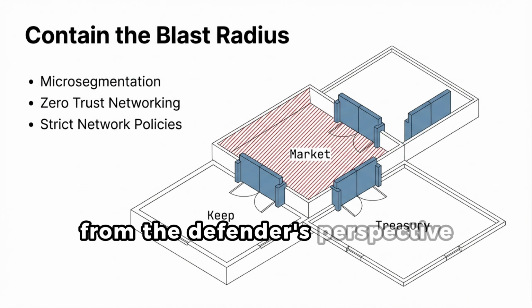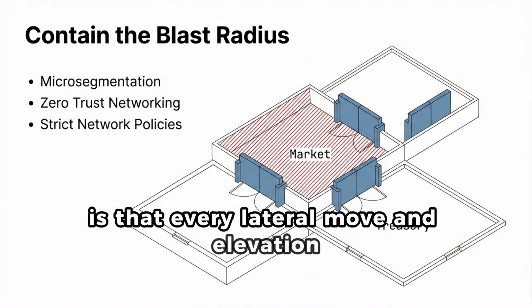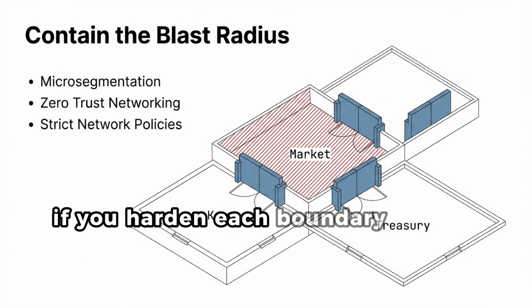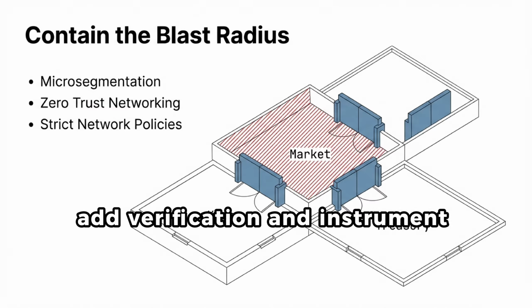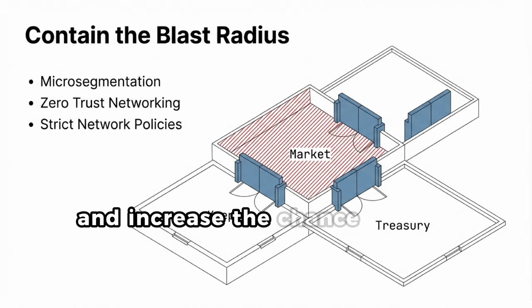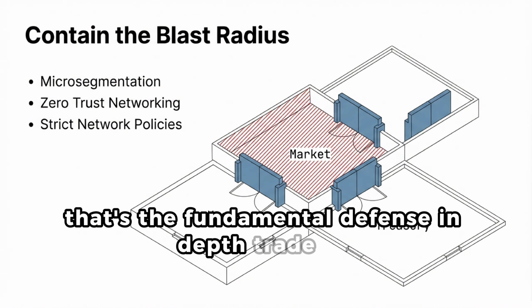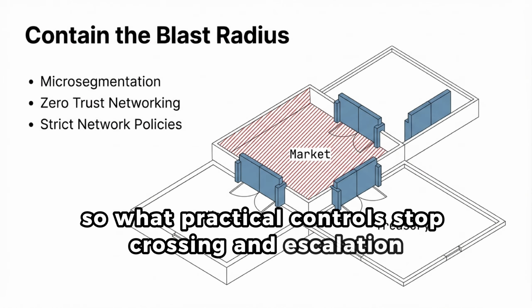From the defender's perspective, the crucial insight is that every lateral move and elevation requires some boundary to be bypassed. If you harden each boundary, reduce privileges, add verification, and instrument crossings, you raise the effort required for the attacker and increase the chance they're detected. That's the fundamental defense-in-depth trade-off. So what practical controls stop crossing and escalation?